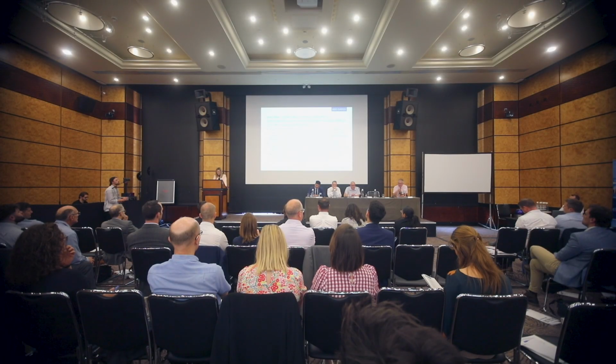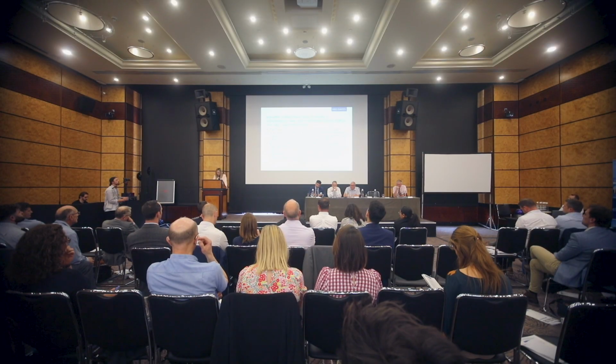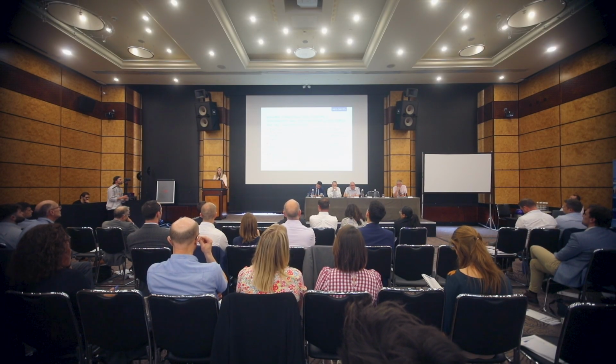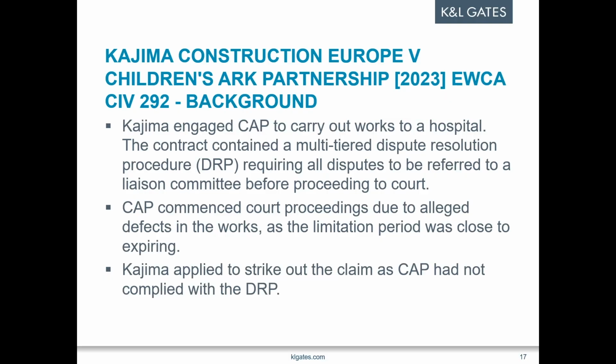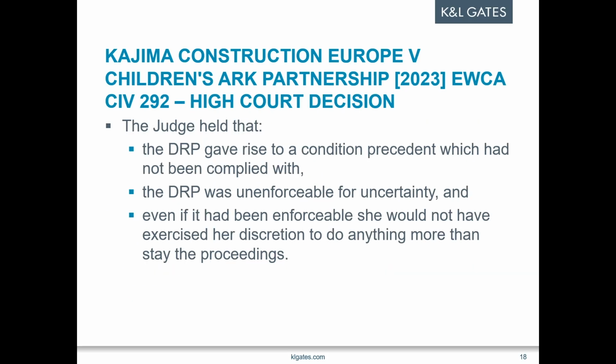So anyway, moving on. Defects arose, and about 1 week before the expiry of the limitation period, CAP issued proceedings in the Technology and Construction Court, but without referring to the liaison committee. CAP then applied for a stay so that they could have then time to go back and go through that contractual process and refer to the liaison committee. And Kojima applied to the court to strike out the claim on the basis that they had failed to comply with the DRP, or the dispute resolution procedure, before bringing their original claim.